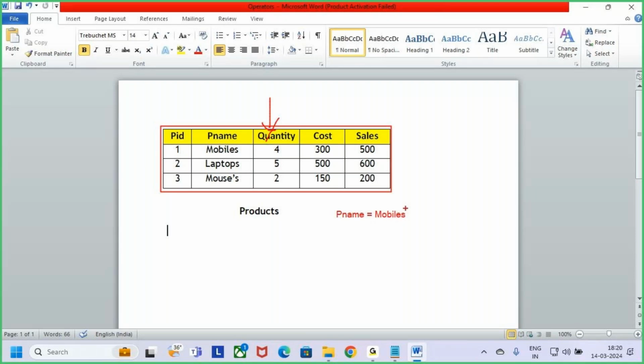So totally there are 3 product details in the table, but in the output I want only the product details where the product name is equals to mobiles. How many products are there with the name equals to mobiles? Only one product. So in the table I have 3 products, but in the output I want only those where the product name is equals to mobiles. Now see, what is the operator I'm using here? Equals to operator. Equals to means matching records. Whatever value you are passing, exactly matching records will be in the output.